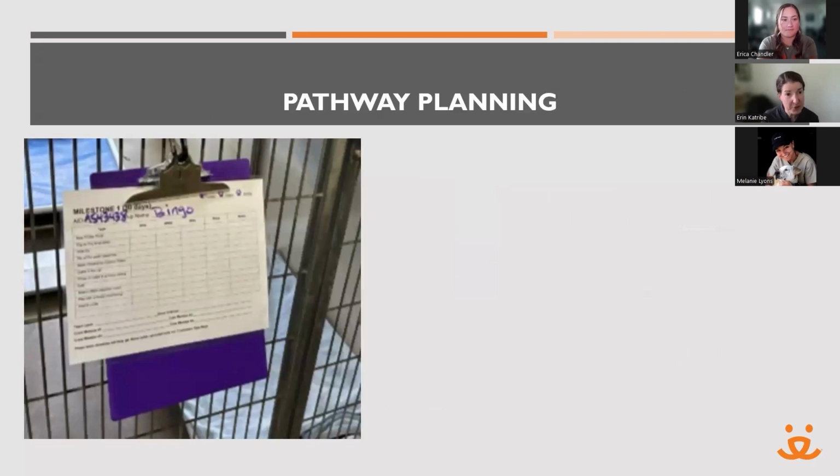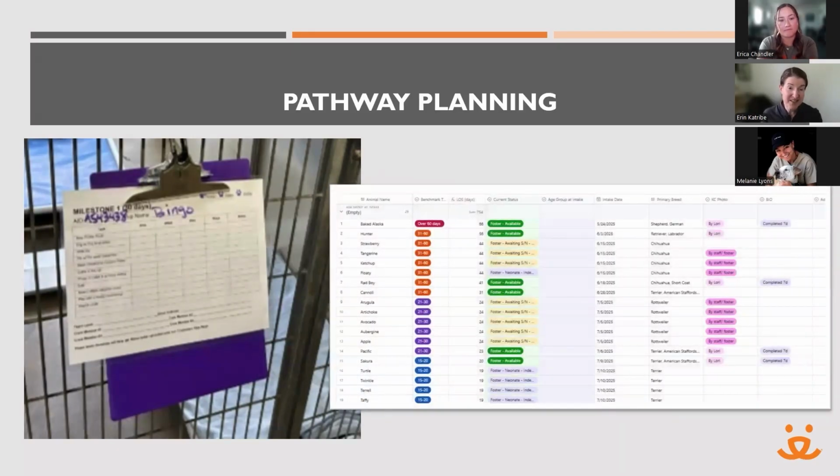Here's an example in this photo of an actual checklist for a longer length of stay animal that's actually posted on the kennel so all staff can see it. And then this is an example of an Airtable for pathway planning. And what I actually really love about this particular implementation is that so much of it is automated based on how long they've been in care.